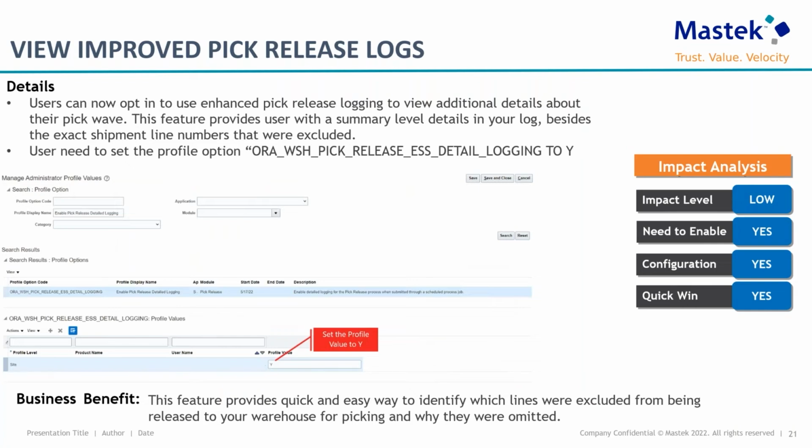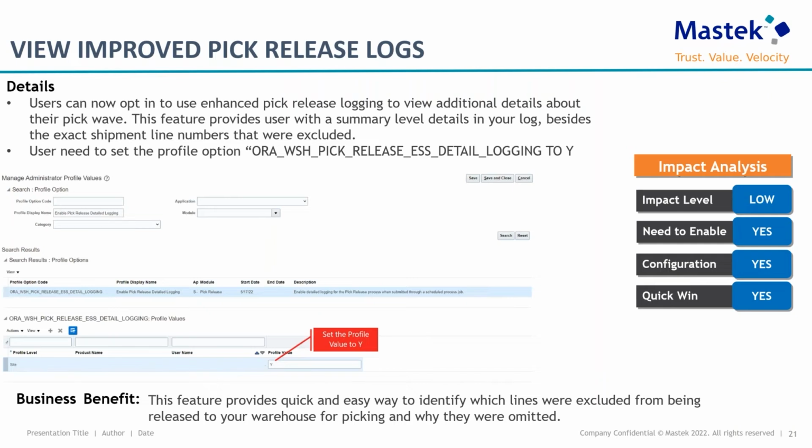View improved pick release logs. When running a pick wave for a large number of orders, certain shipment lines can be excluded from selection for various reasons. For example, an order with many order lines on a shipment set can't be fully allocated during a pick release. When this happens, it can be time consuming to investigate every shipment line that wasn't released to your warehouse for picking. Now, the latest pick release log provides you with summary level details, which can include information like pick release demand selection criteria, pick release processing parameters, pick release sequence, the dynamic SQL used, and an overall count of shipment lines that were excluded from the selection.